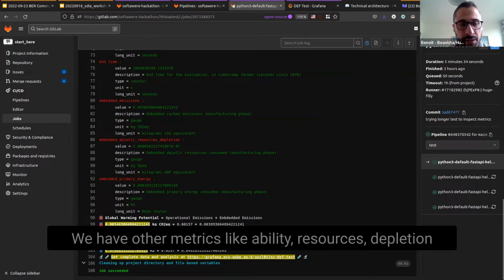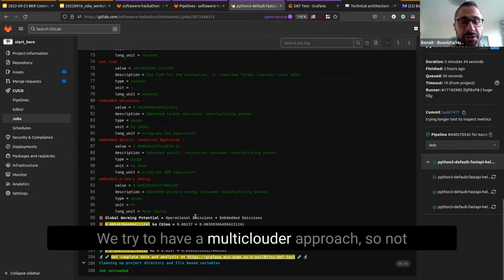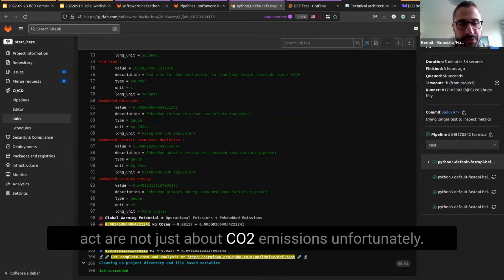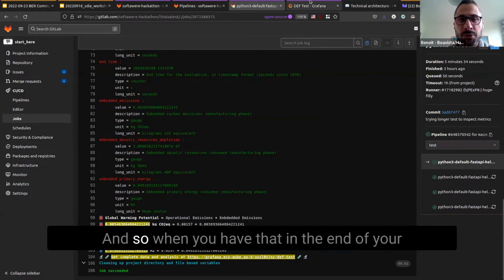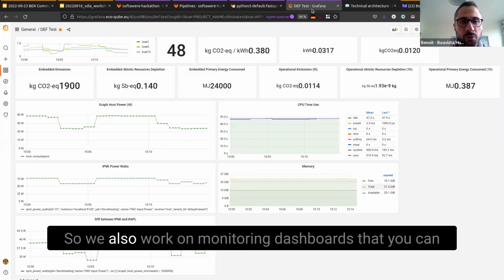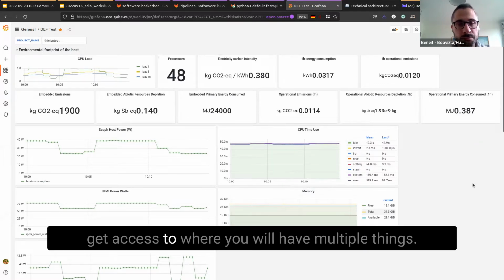We have other metrics like abiotic resources depletion and primary energy consumption. To explain it very quickly, we try to have a multi-criteria approach. So not just focus on CO2 emissions, because the impacts of ICT are not just about CO2 emissions, unfortunately. And so when you have that at the end of your job, that's a bit rough to have just those results. So we also work on monitoring dashboards that you can get access to, where you will have multiple things.